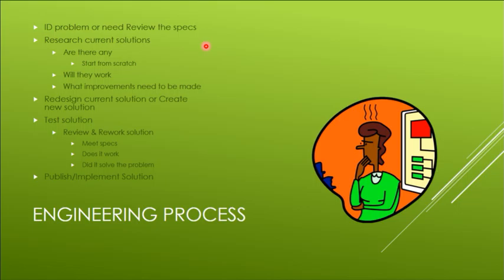Then you go ahead and test your solution, and you review or rework the solution. Does it meet what the person that gave you the problem or the specs asked for? Does it actually work? And does it solve the problem? Does it meet the need of the individual? And then once you've done that, you implement or publish your solution. And those are the steps in the engineering process. Okay. From here, we're going to break these down into some individual steps.